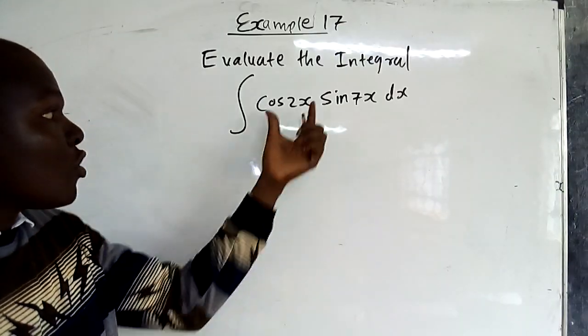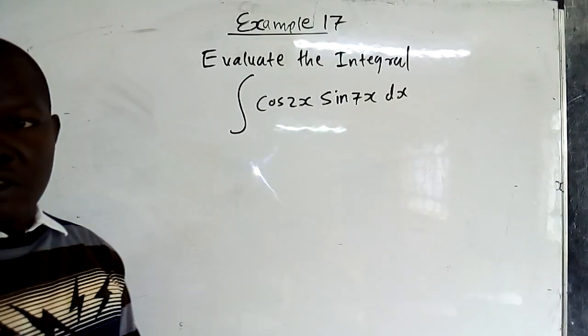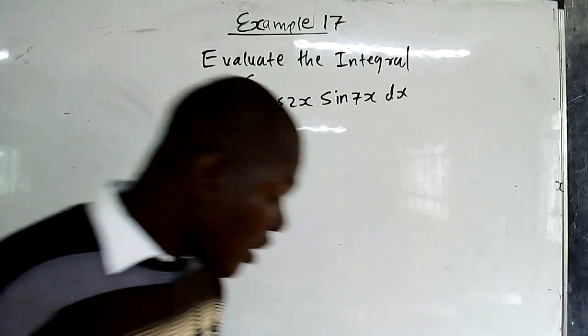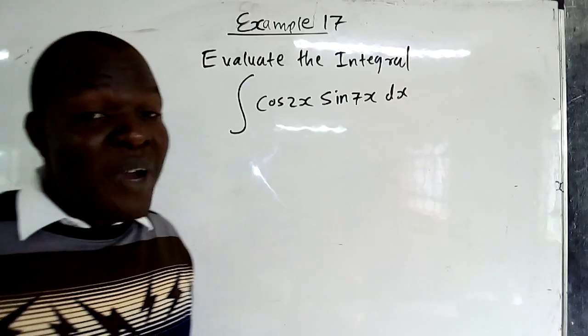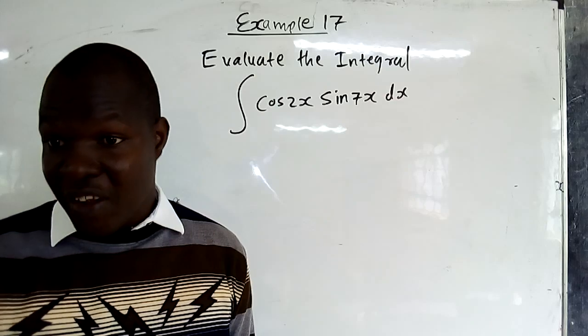Evaluate the integral cos 2x sin 7x dx. Have you seen that? Now we say when it is a product of two functions, you use integration by parts. The integration by parts is only used when the functions are different. I talked about that, isn't it?